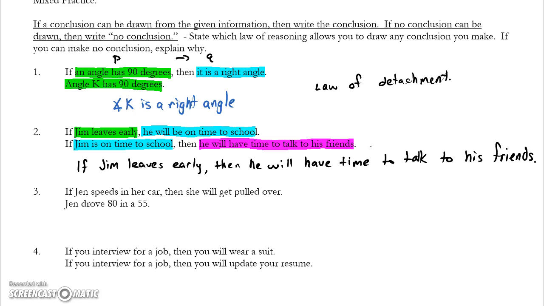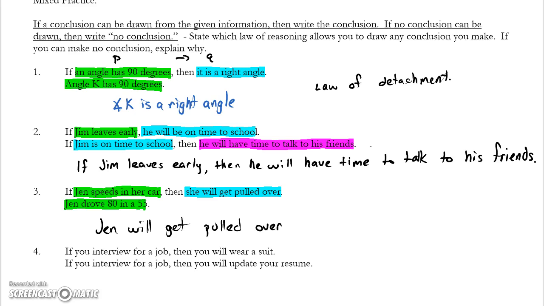And we are able to make a conclusion because Jim leaves early, he's on time to school. That conclusion continued with a new conclusion. Jim leaves early, he will have time to talk to his friends. Number 3 is law of detachment again.